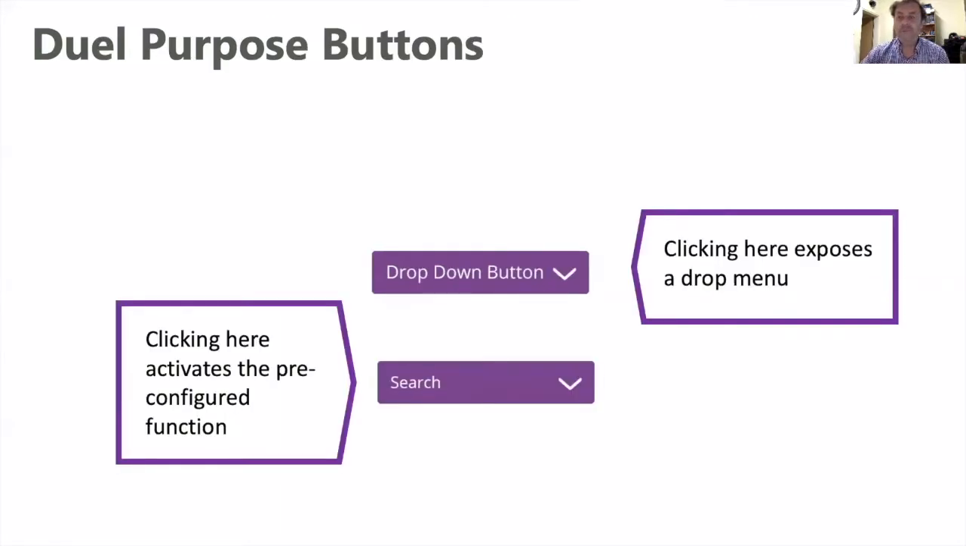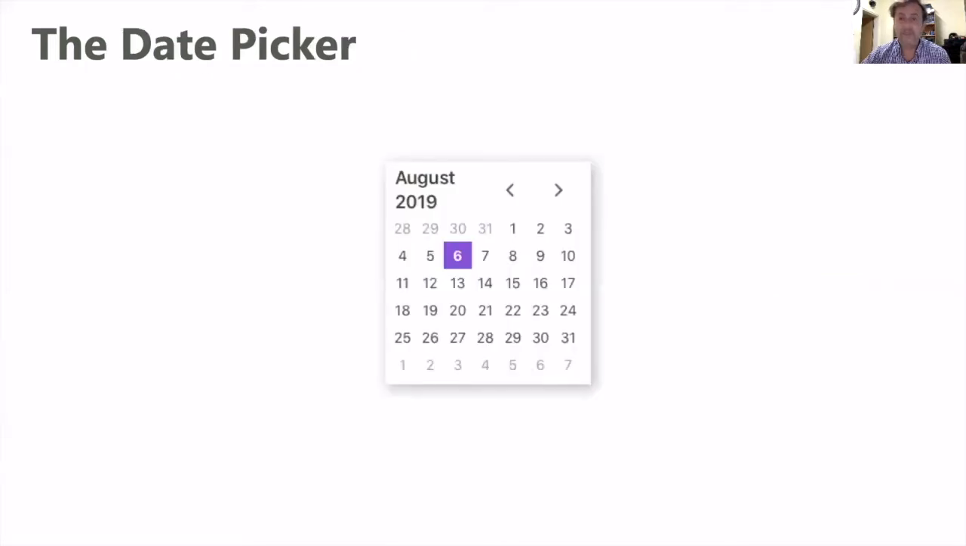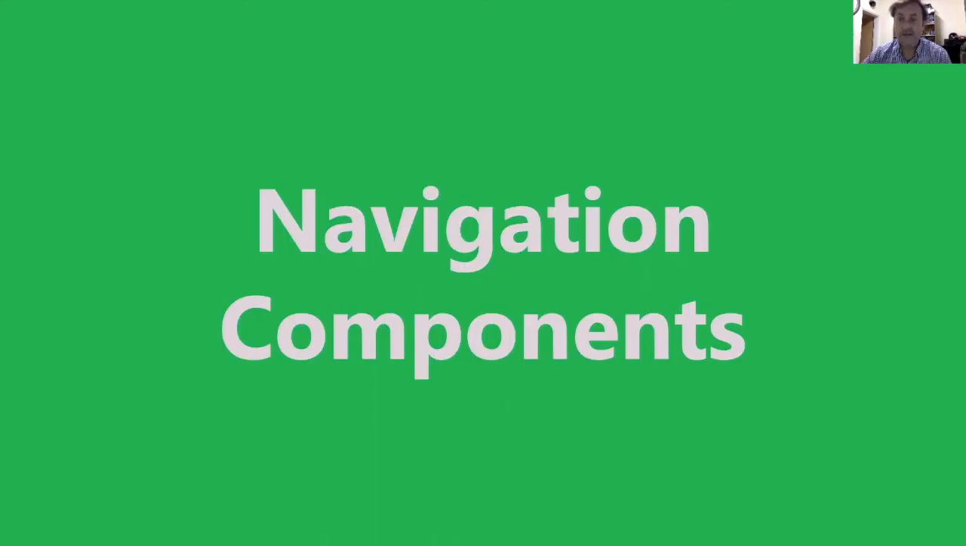The dual-purpose button provides multiple user interactions. It's great for tight spaces. The toggle switch allows the user to change a setting between two states. Great for touchscreens. A date picker allows users to select a time or a date. Navigation components. Navigation components allow the user to move between screens on an application interface. The search box allows users to enter a keyword and search an index. Search fields are usually single-line text boxes and often come with a search button.